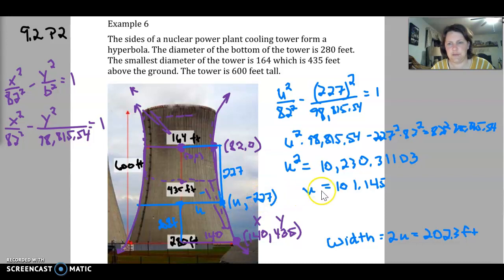Okay, I'm almost out of time here, so I went ahead and finished the problem. I solved all of that, multiplied those two big numbers together, added 227 squared times 82 squared, then divided all of that by the 98,815.54. You get u squared is equal to 10,230.31103. I did not round that at all. Take the square root of that, and you get 101.145. Remember that that is just u. That is only half the width. So I took that width, multiplied it by 2. You know what I meant. Took u, multiplied it by 2, and got 202.34.